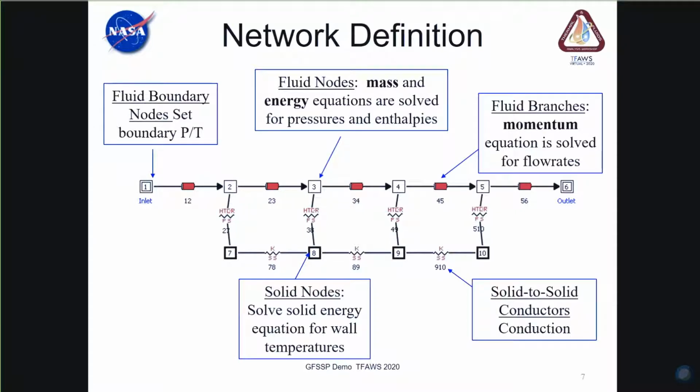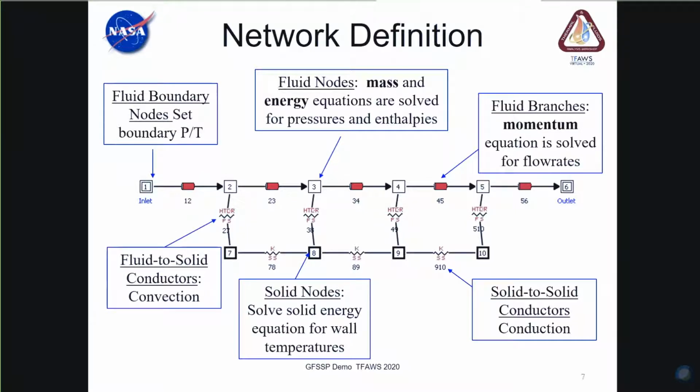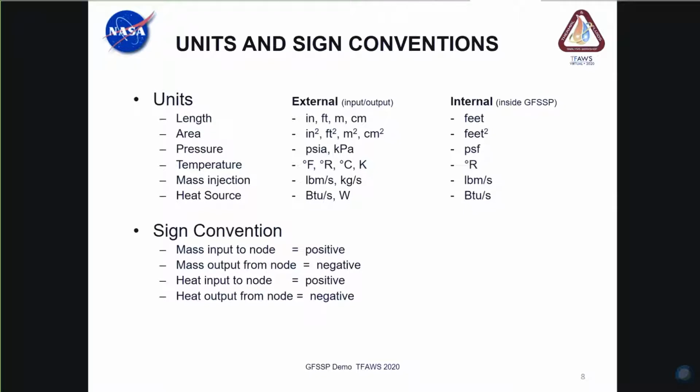Now you can connect a solid wall to your fluid model with conjugate heat transfer, and these dark nodes are the solid nodes. In those, you solve the energy equation to get wall temperatures. You can connect solid nodes together with solid-to-solid conductors, which model conduction, or you can connect them to your fluid node and model convection.